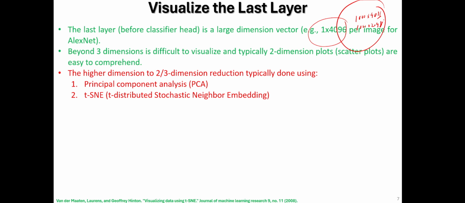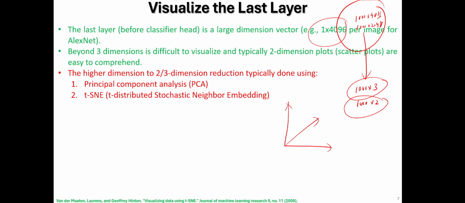So what we are going to do is convert this into something like 1000 cross 3 or 1000 cross 2, so a three-dimensional space or a two-dimensional space. If it's a two-dimensional or three-dimensional space, you can actually display them in the form of a scatter plot, and that's exactly what we're doing. But how do you do this conversion from a high dimensional space to a two dimensional space?